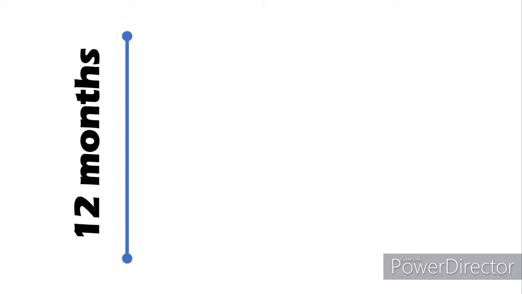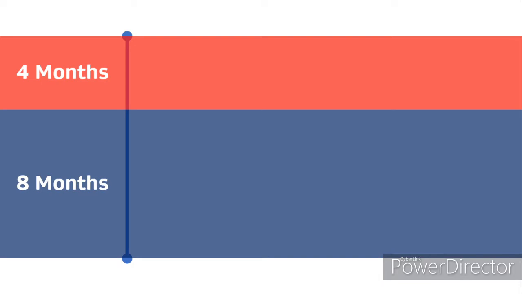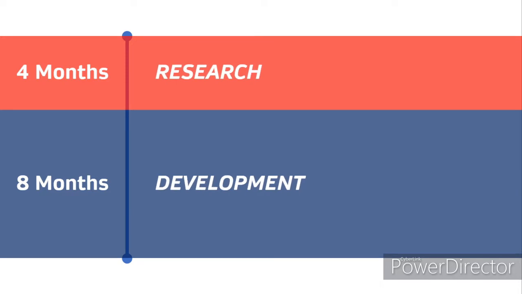This timeline is for 12 months, and this is for a certain R&D project. So we will divide it into two. One part is 4 months, and the other part is 8 months. 4 plus 8 equals 12 months. So the first 4 months, the red part, is research, and the next 8 months is the development part. The research phase is probably when you are planning to do something, looking at information available, collecting data, and then the development part, you start to develop the product.